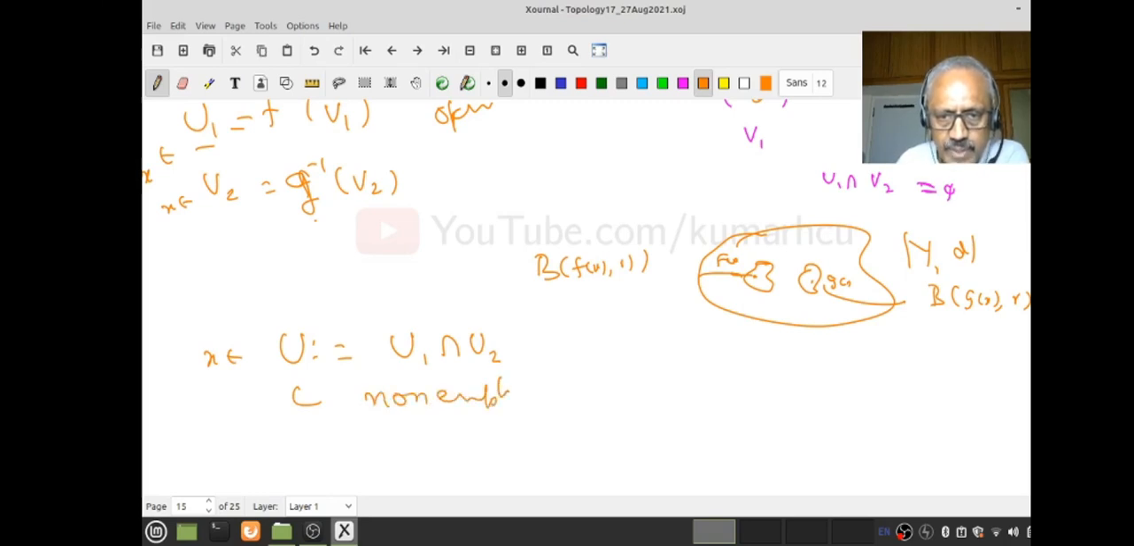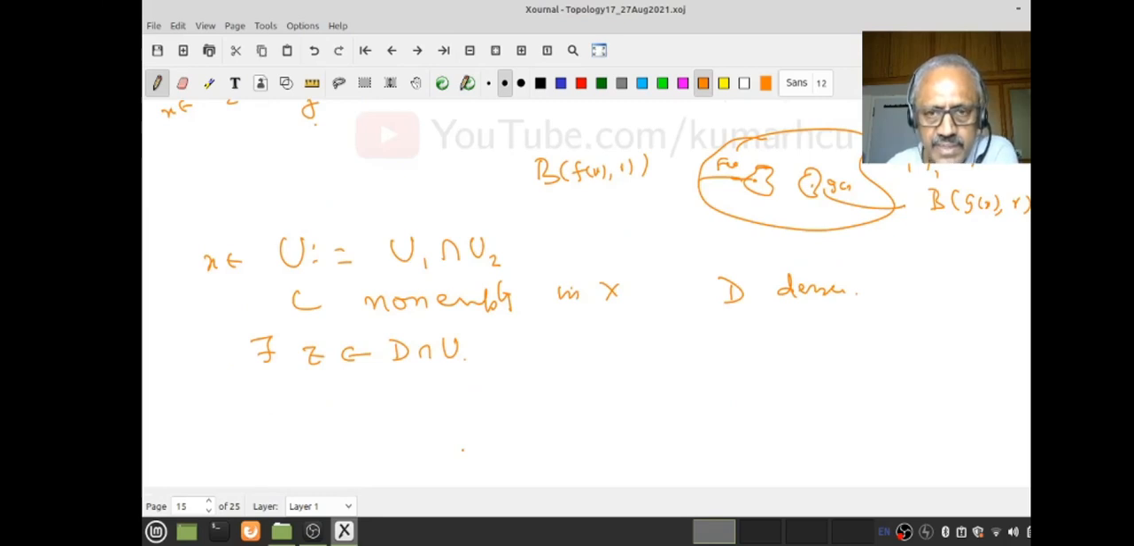Where? In X. What do I know about D? D is dense. Therefore, what do I know? There exists a Z in D intersection U. Correct? Because D is dense. But what do I know about F and G on D? Therefore, Fz must be equal to Gz because Z belongs to D. Since Z belongs to D and F and G agree on D, I have this. Follow? Right? Now, let's look at Z belongs to U and hence it's in U1.